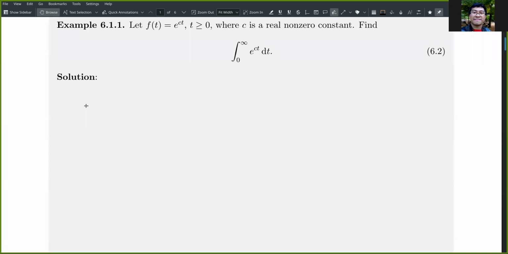Let us consider an example. Let f(t) equal e^(ct) for t greater than or equal to 0, where c is a real non-zero constant. Find the integral from 0 to infinity of e^(ct) dt.